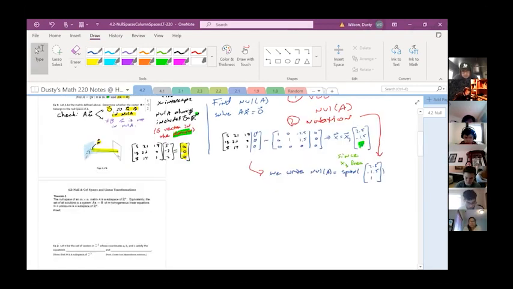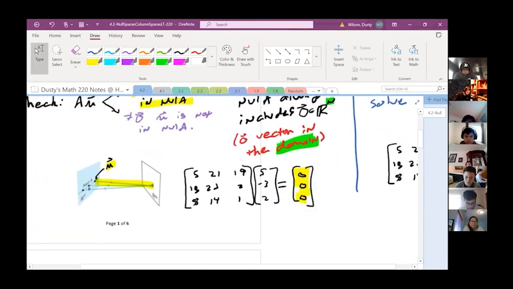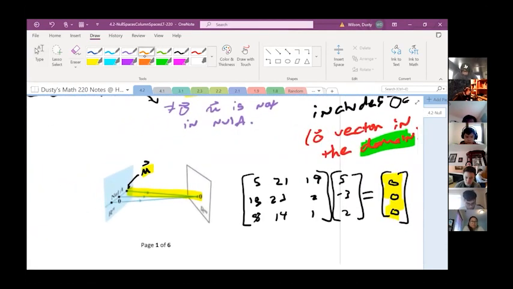So this span here would be equivalent in the picture. That would be like the whole line. So we're spanning a line, so that's going to give us a line. And the U that we found earlier was just 1 point on the line.